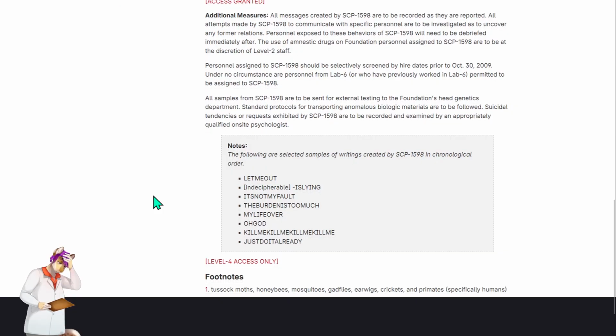Under no circumstance are personnel from Lab 6 or who have previously worked in Lab 6 permitted to be assigned to 1598. All samples from it are to be sent for external testing to the Foundation's head genetics department.